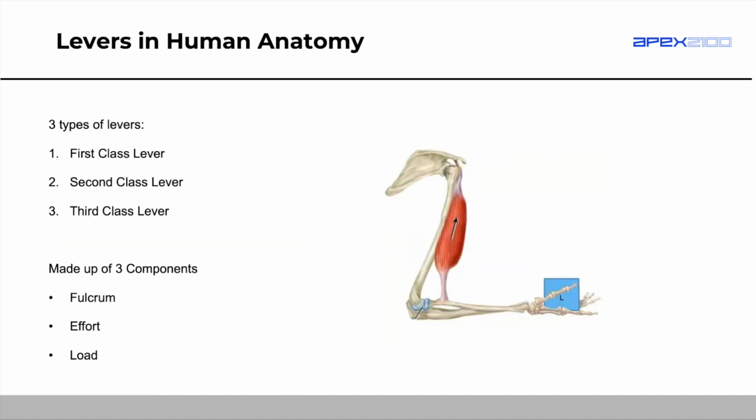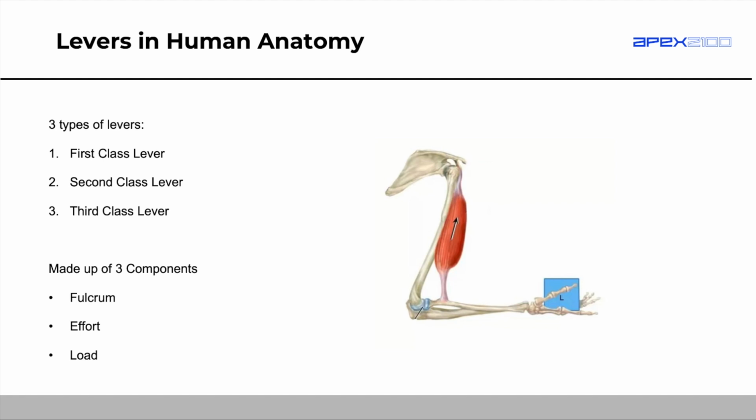Okay, moving on now to levers. Levers are important. Levers allow us to move things. We have levers all over our body, and we also see levers in day-to-day life, and their purpose is to move something. We've got 3 types of levers: a first-class lever, a second-class lever, and a third-class lever. All of these types of levers are made up of the same 3 components: the fulcrum, the effort, and the load. We're going to see how this is different between the 3 types of levers, but they're all made up of the same 3 components.